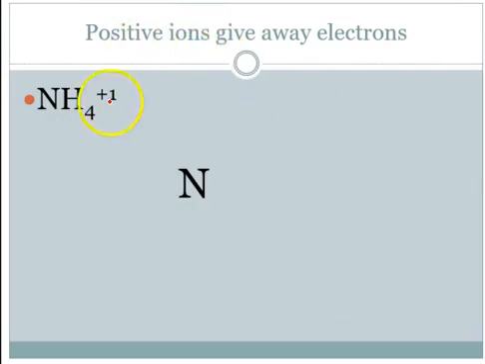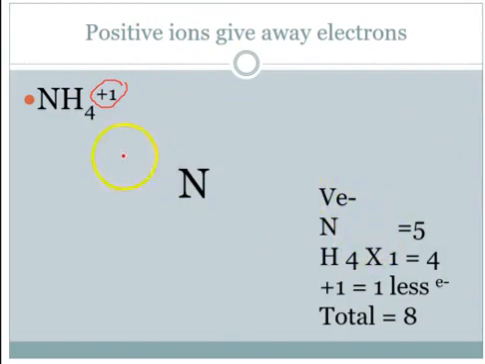So positive ions give away electrons. When we count the valence electrons here, nitrogen has 5 electrons. That is not an exception to the rule element, so it's going to get all of its electrons. And hydrogen is 1 electron each. There are 4 of them. And remember, hydrogen's closest noble gas is helium, so each hydrogen is going to be happy with 2 electrons.